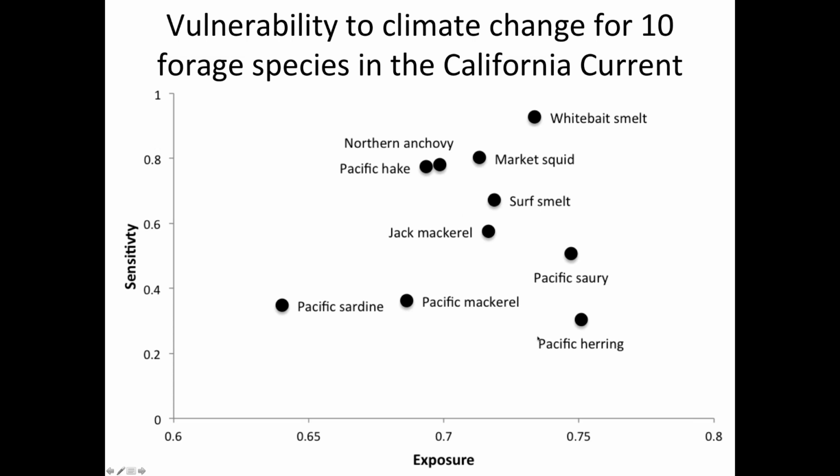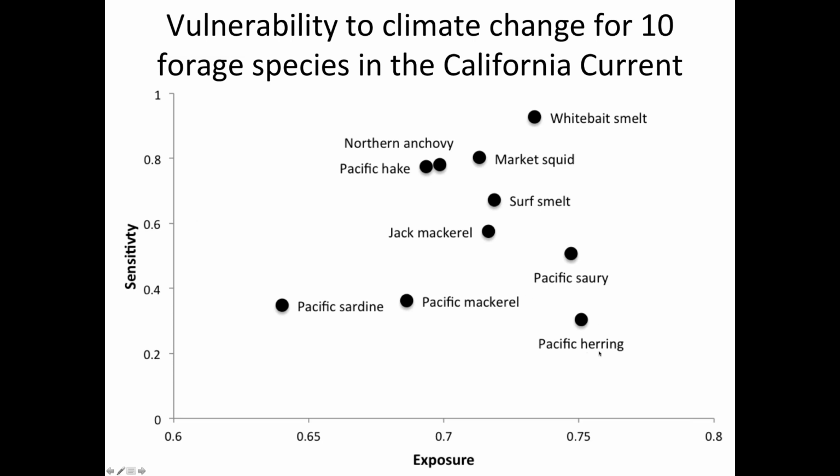If you remember back to the slide I showed on English sole that Correigh Greene put together, you can think about this vulnerability space in terms of contours. So these species in the middle here have roughly similar rank vulnerability to climate change, but for different reasons.